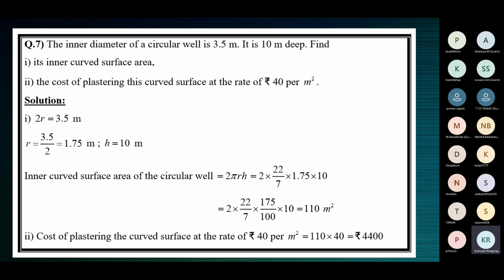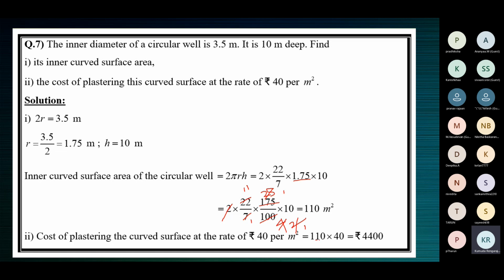So 2 into 22 by 7, this can be written as 175 by 100 into 10. Now simplify. 7 twos are 14, 3 is the remainder, 7 fives are 35. Then 25 ones are 25, 25 fours are 100. Then 2 twos are, 2 ones are. Again 2 ones are, 2 11s are. So 11 into 10 is 110 meters square.